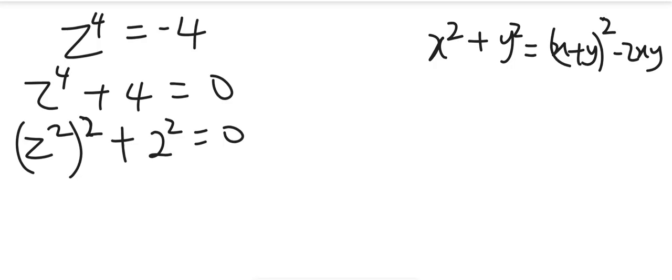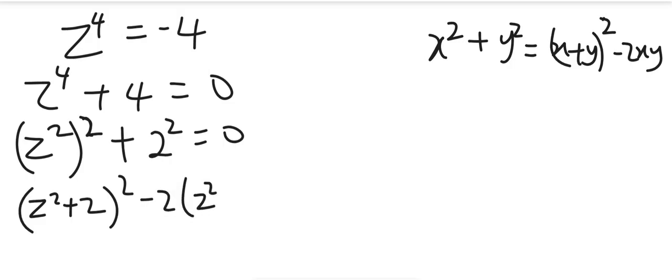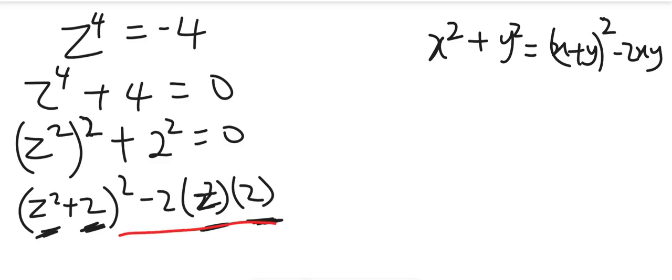Addition of two squares. So this is going to be z squared plus 2 squared minus 2 multiplied by z squared multiplied by 2. What you're trying to see, sorry, this is z squared. What you're trying to see is that this 2 serves as y and this serves as x, if you look at the formula. So with this, I can move on. I have this equals 0.